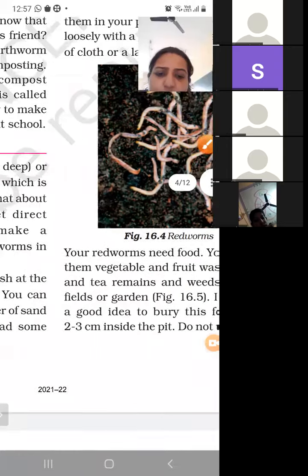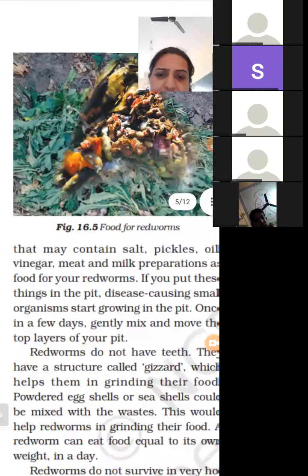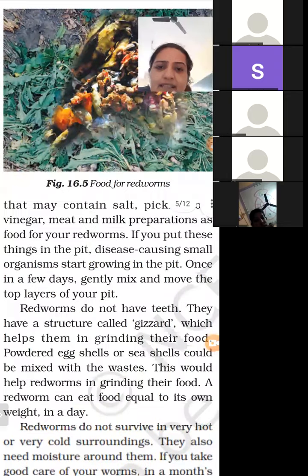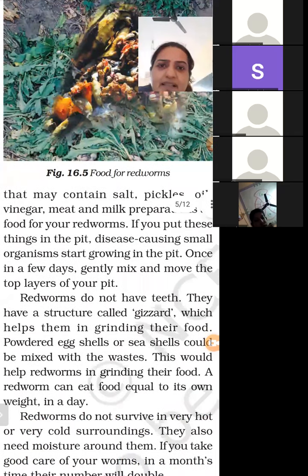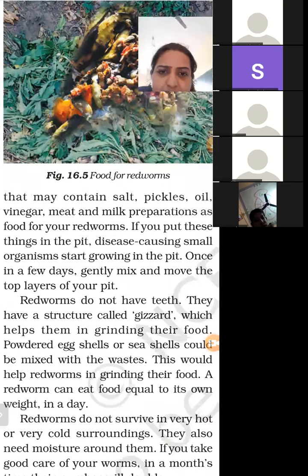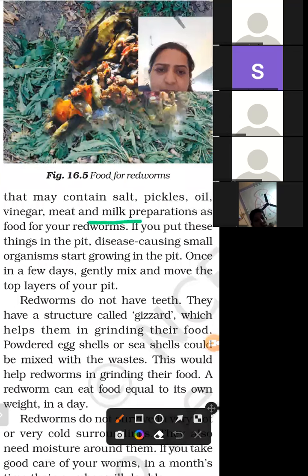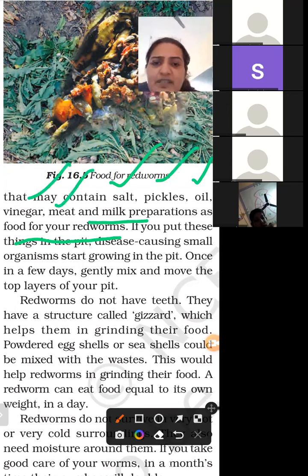Do not use waste that may contain salt, pickles, vinegar, meat, and milk preparations as food for your red worms. If we are making food for red worms, we should not add salt, pickles, oil, vinegar, meat, or milk products; we should add only fruit and vegetable waste.